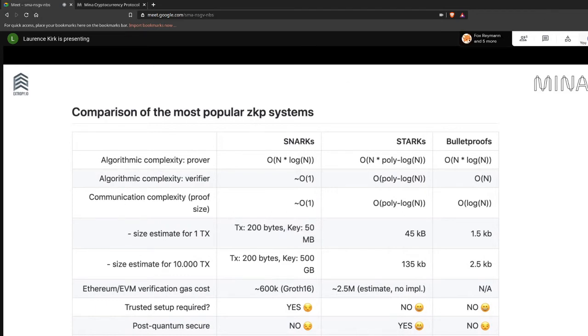So SNARKs are kind of general purpose, kind of middle of the road, very useful. They have a nice small proof. You can compute the proof in quite a reasonable time. We have here some of the figures for these. STARKs, on the other hand, are perhaps not quite as efficient. They have larger proofs, but they have other advantages.